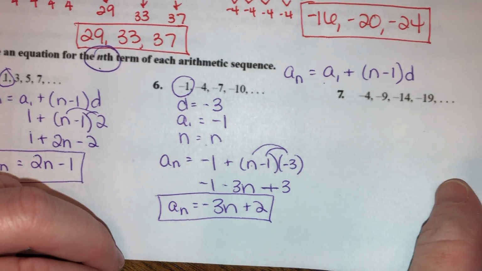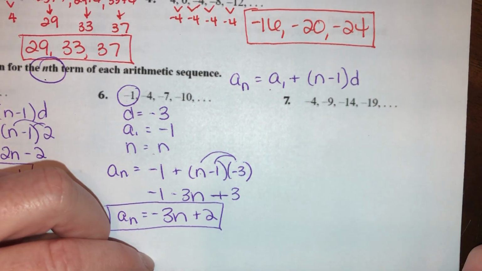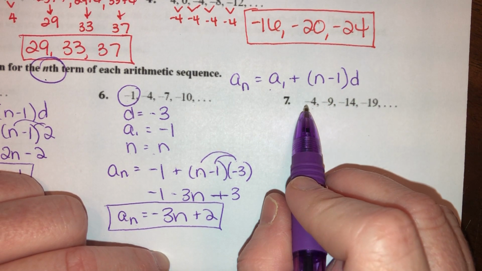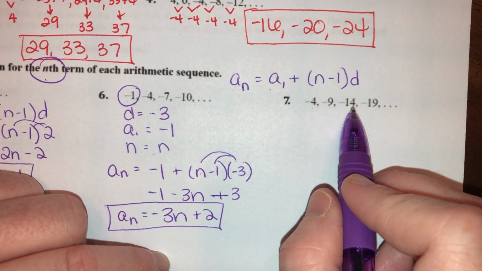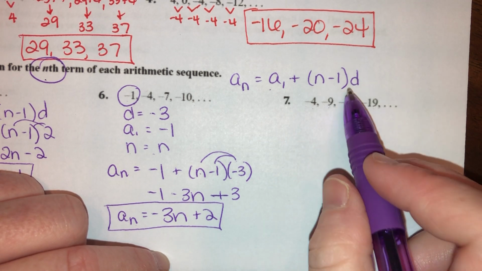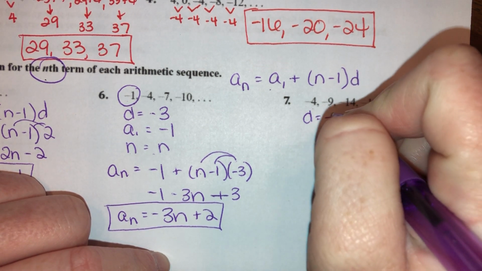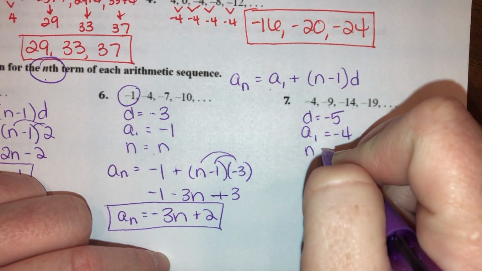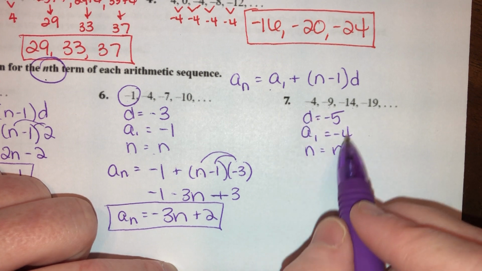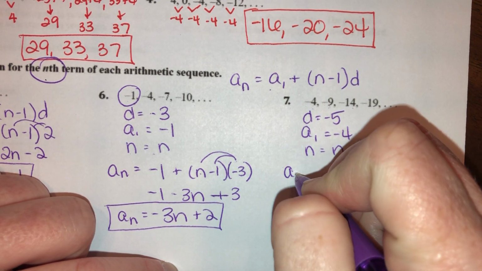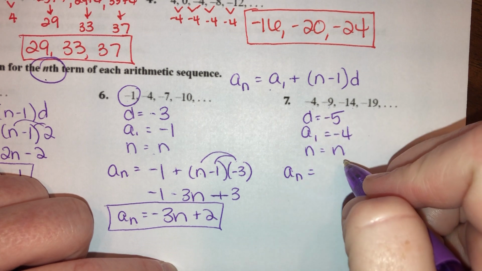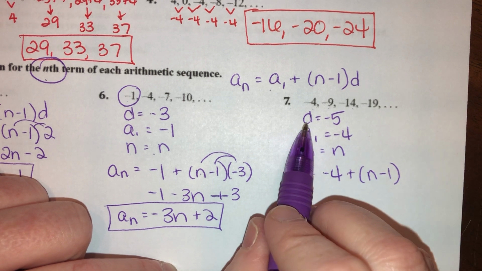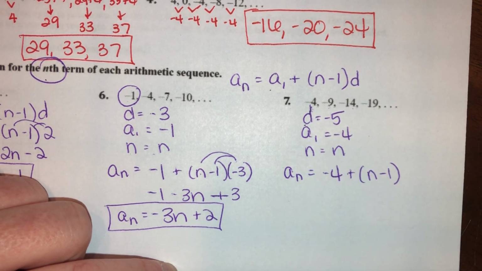And then lastly, again using the same formula, here to get from one number to the next, it looks like I'm subtracting 5. -4 minus 5 is -9. -9 minus 5 is -14, minus 5. So our common difference is -5. The first number in the sequence, our a1, is -4. And then I still don't know what n is. So I'm going to use these three things to plug into this equation. a sub n equals a1, which is -4, plus n minus 1 times the common difference, which is -5.